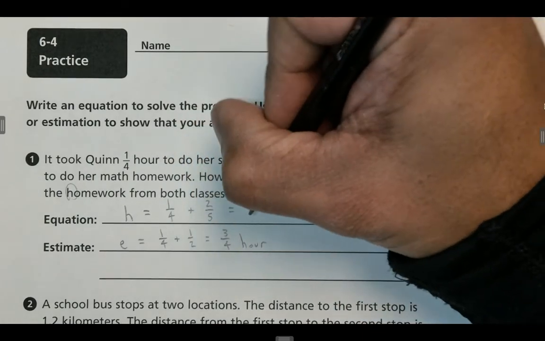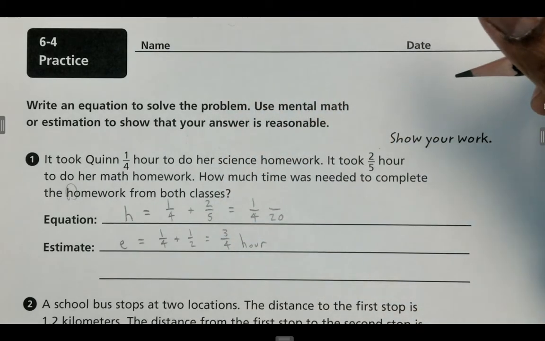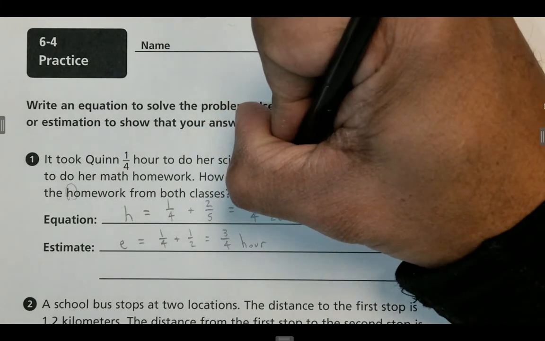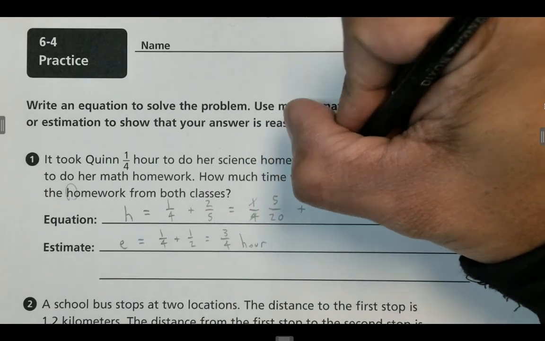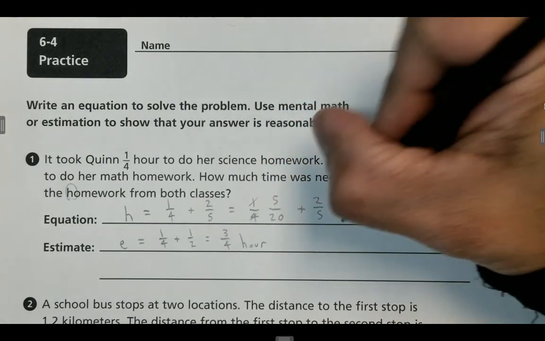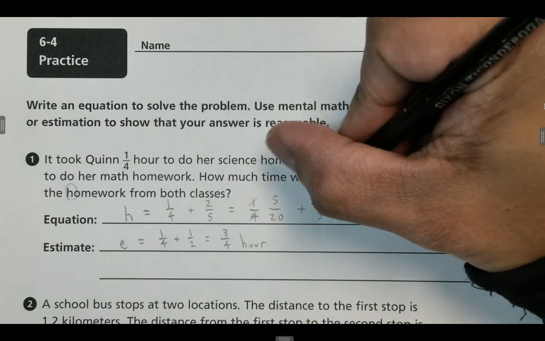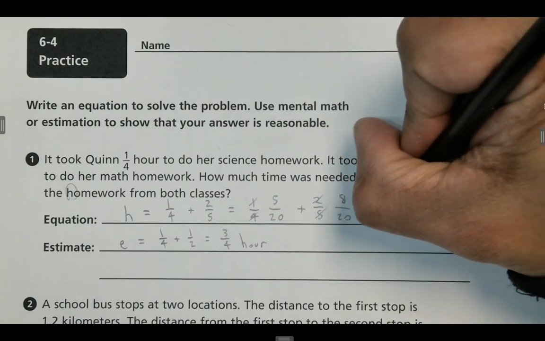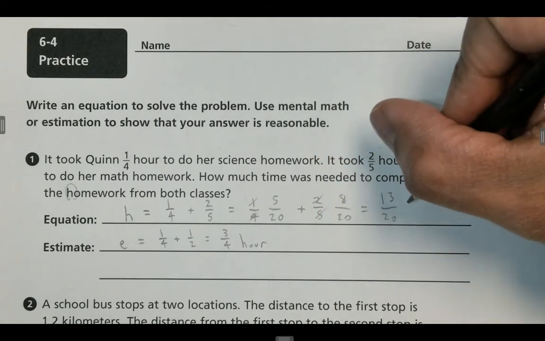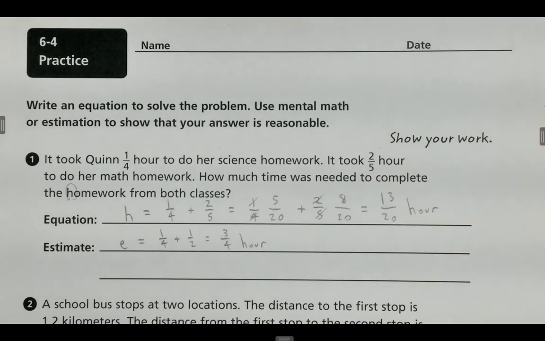Okay, let's rewrite 1/4 as 5/20. Multiply bottom and top by 5. Let's rewrite 2/5 as, multiply by 4, 8/20. And I get a final answer of 13/20 of an hour.